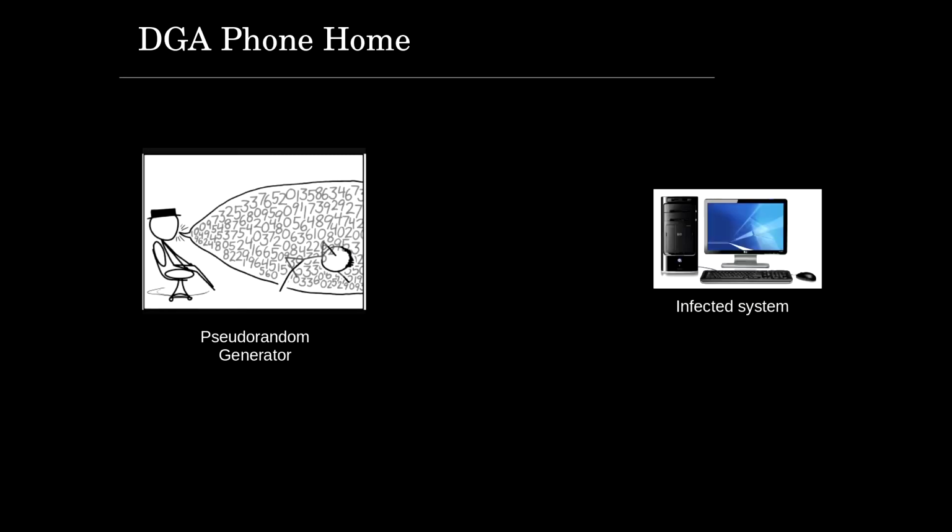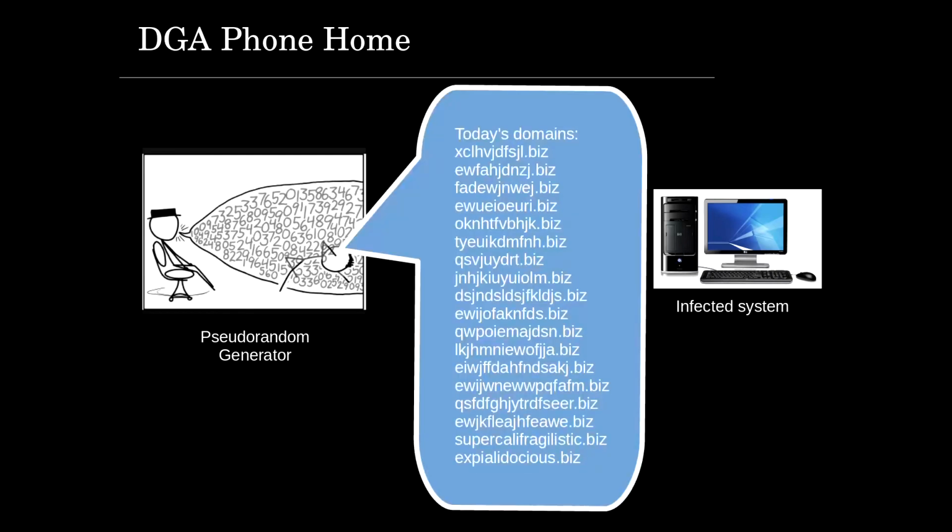Now, what happens at the infected client side? Something similar. The infected system also has access to the same pseudorandom generator that came bundled with the malware. And it has access to the publicly available seed because it's publicly available. So it consults the pseudorandom generator and asks, what are the domains of today? What are the domains available to me today? And it gets a list of how many domains there are. It varies. Sometimes it's 50, sometimes it's 200. There's a lot. That's what I'm trying to say.